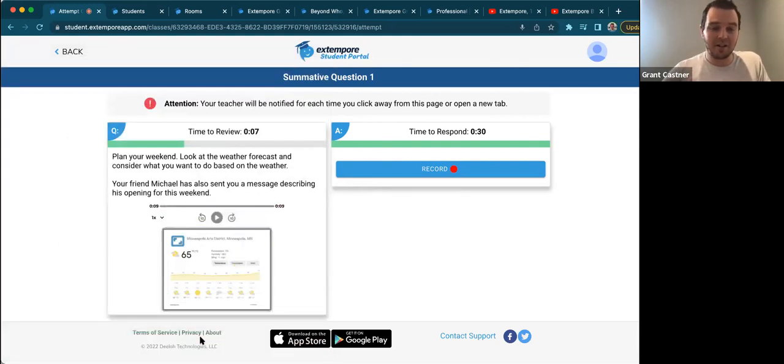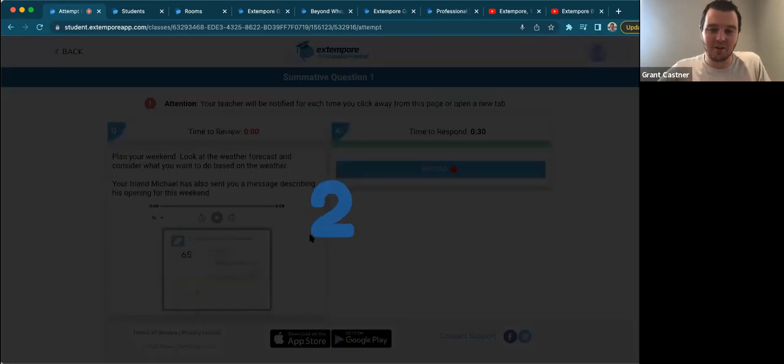So there's a lot of interpreting and mental processing that the student has to do. Once the timer then counts down, the student will get a nice little 3, 2, 1, and they can start recording their response to the prompt within the time.